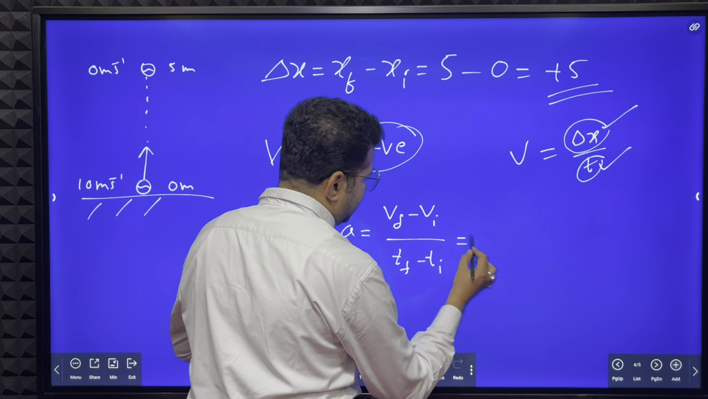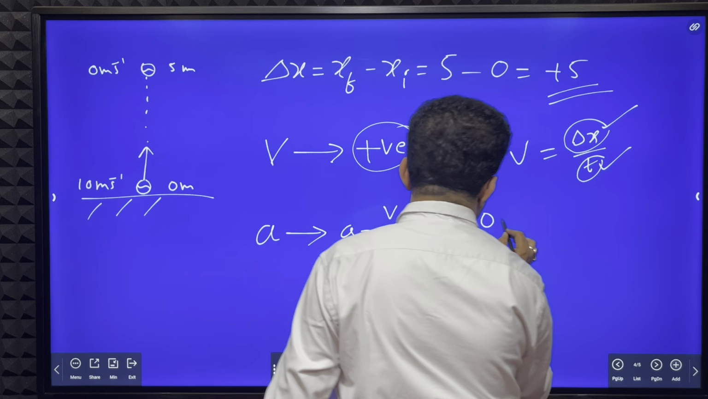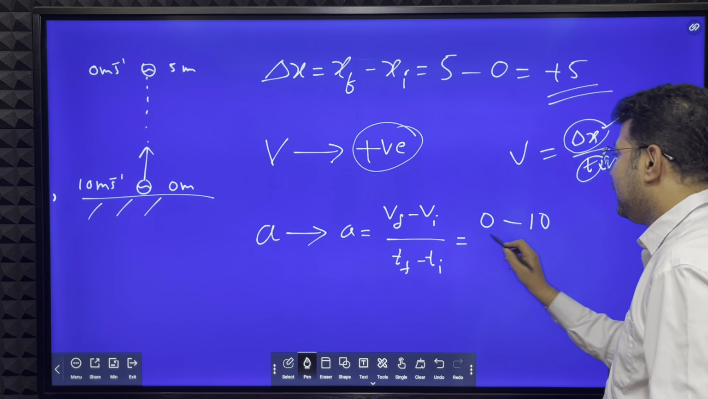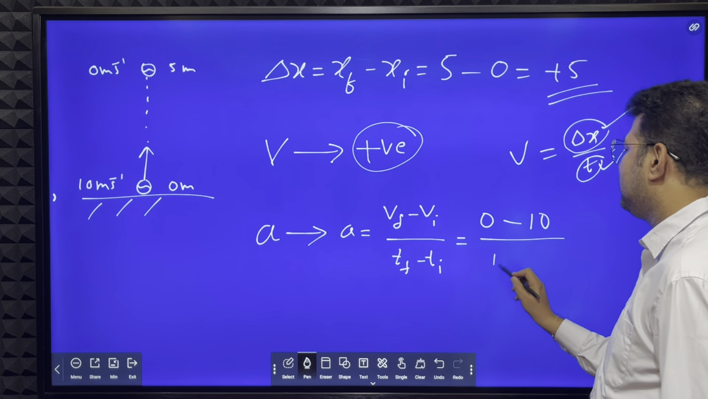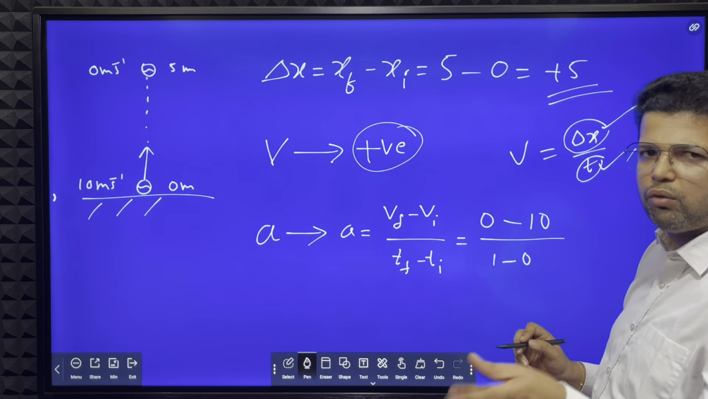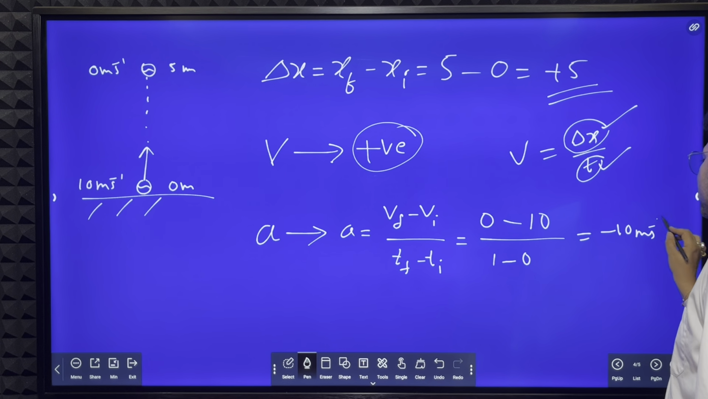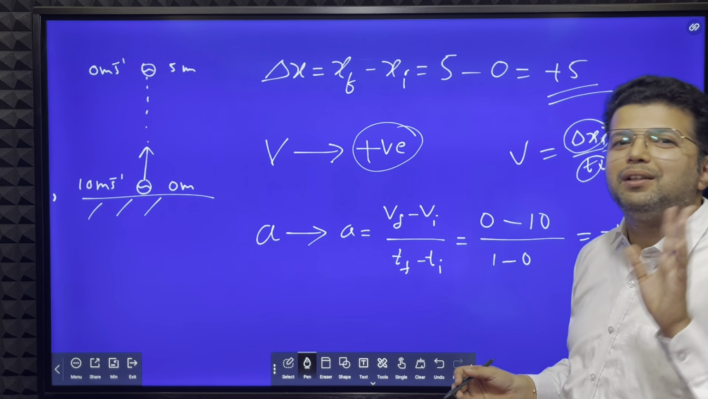Time is always positive, correct now? What is final velocity? Final velocity is 0. What is initial velocity? Initial velocity is 10, divided by final time, which is 1 second, minus initial time, which is 0 seconds. 1 minus 0, correct now? Time is always positive. So what happened? Acceleration is minus 10 meter per second square. Whether the body is going upwards or downwards, acceleration is minus only.